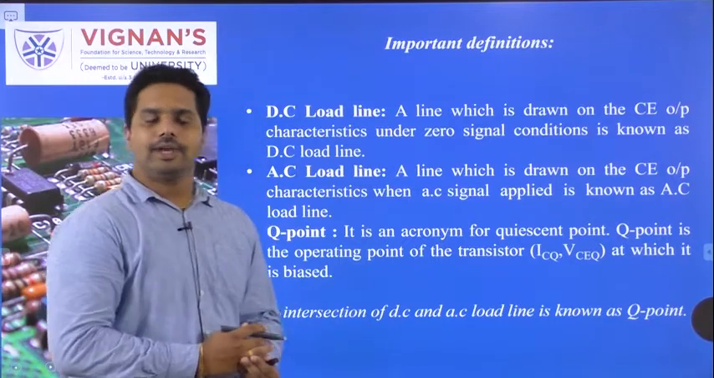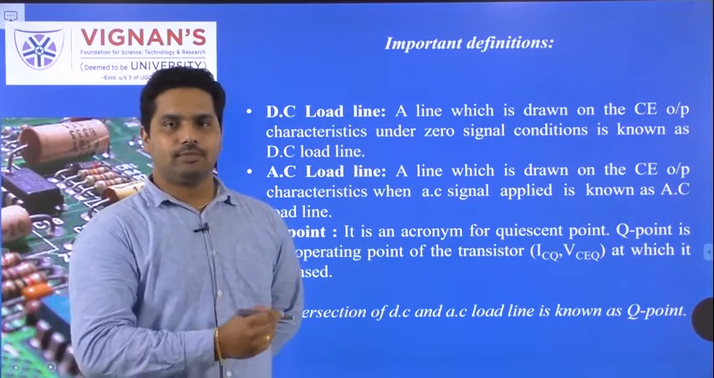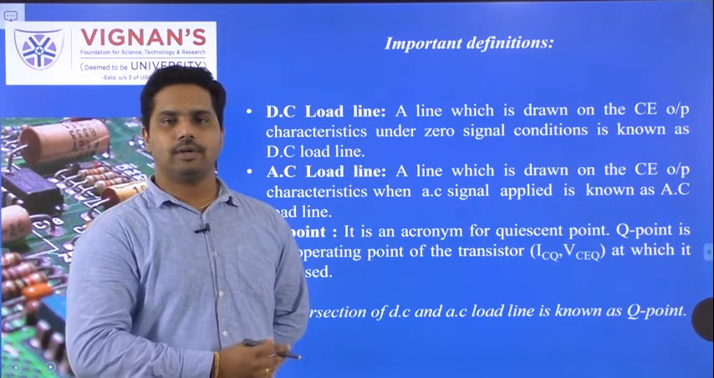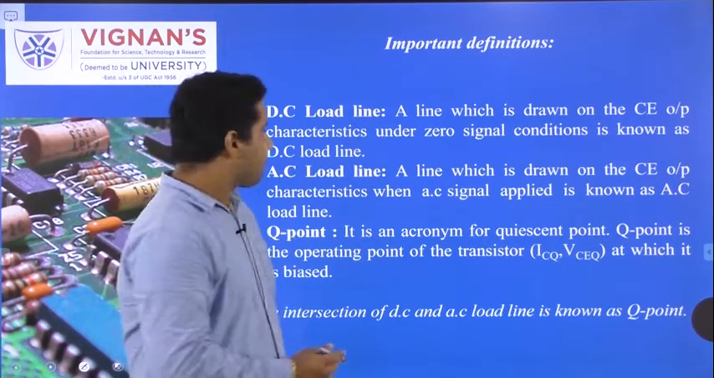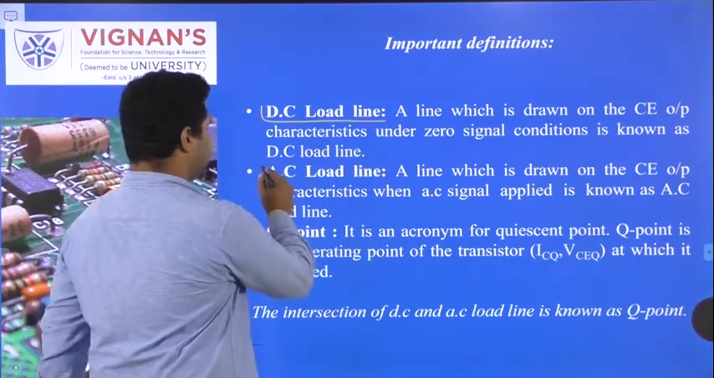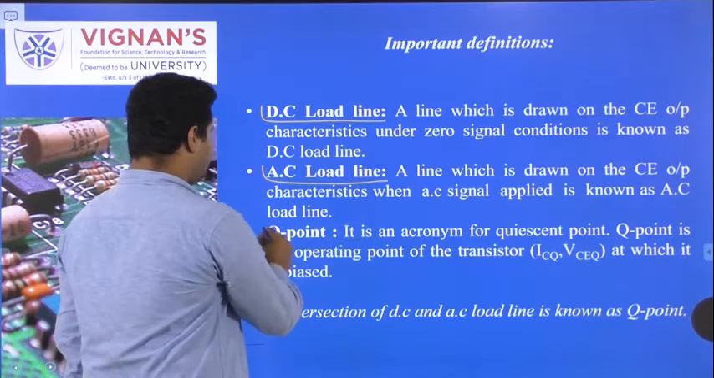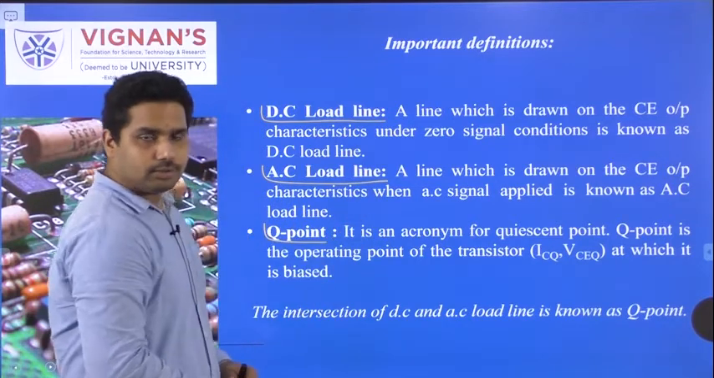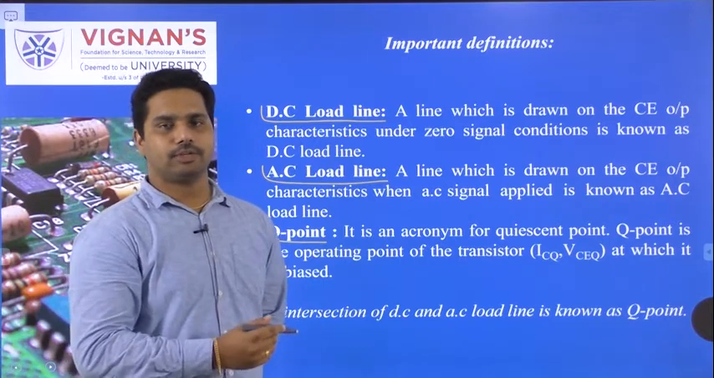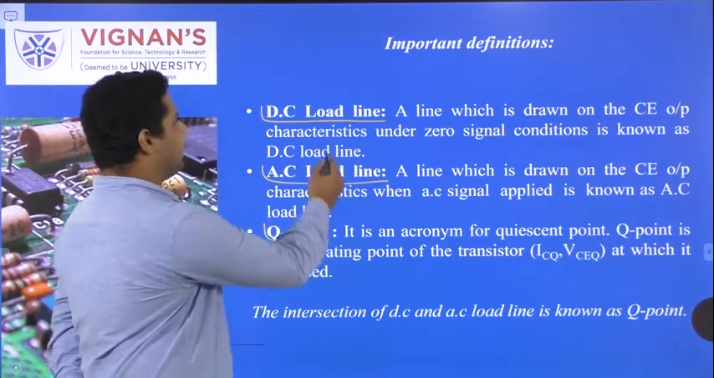Yeah, and now let us see some important definitions that we are going to handle in this unit 4 related to the biasing and compensation. The first one is DC load line, then AC load line, and then what is this Q point? So many times I told you about this Q point, right? So we will see a proper definition for that. So let's start with this DC load line.